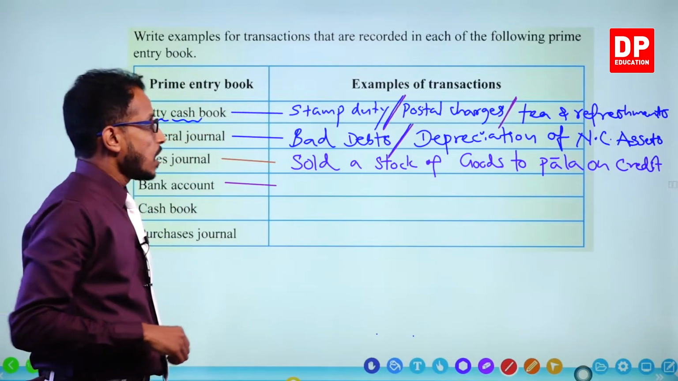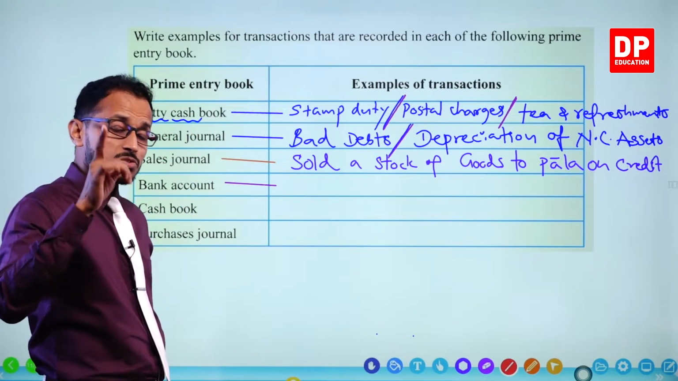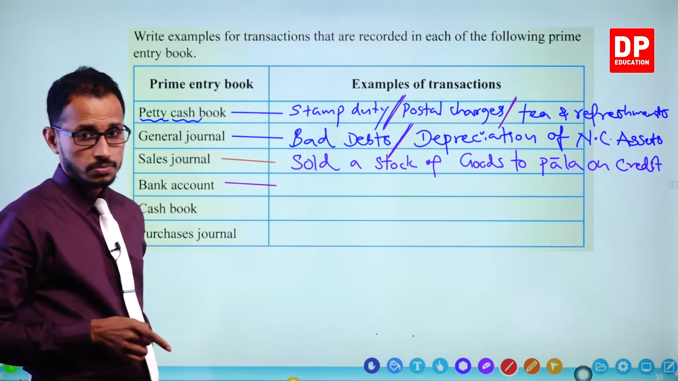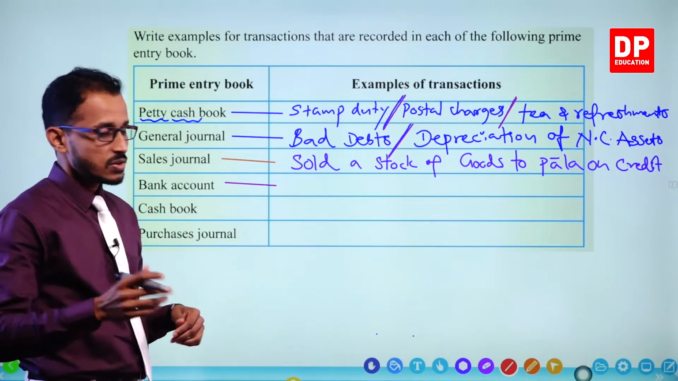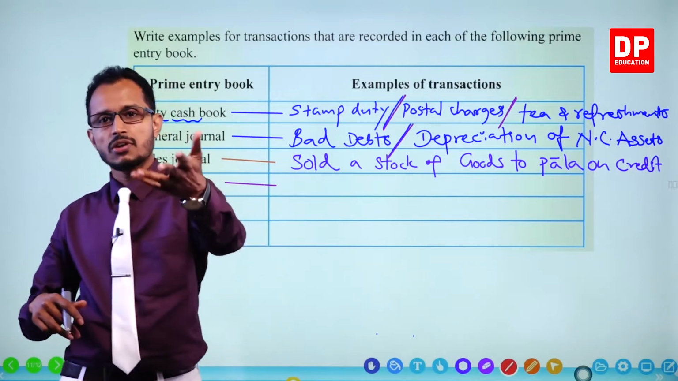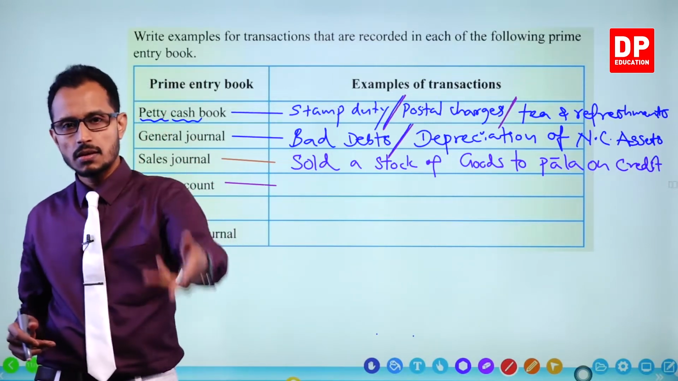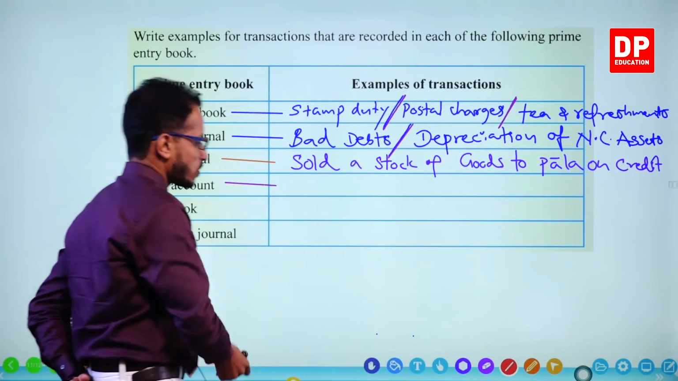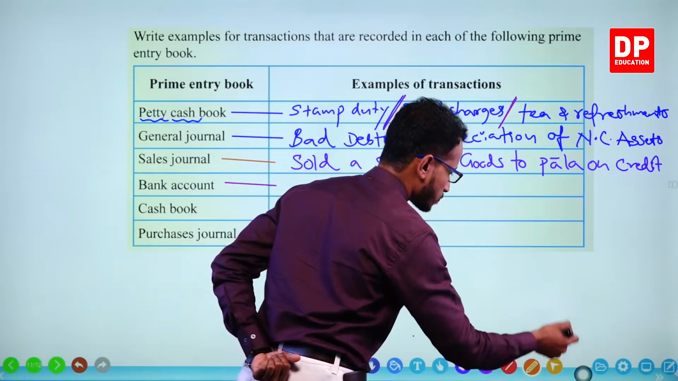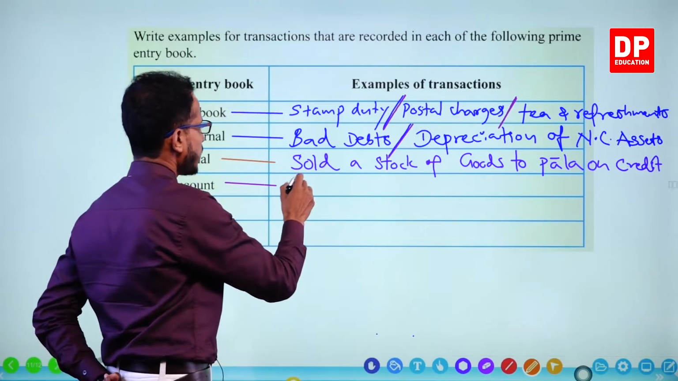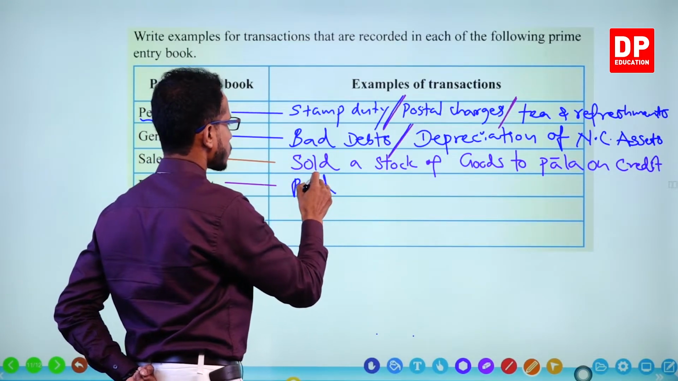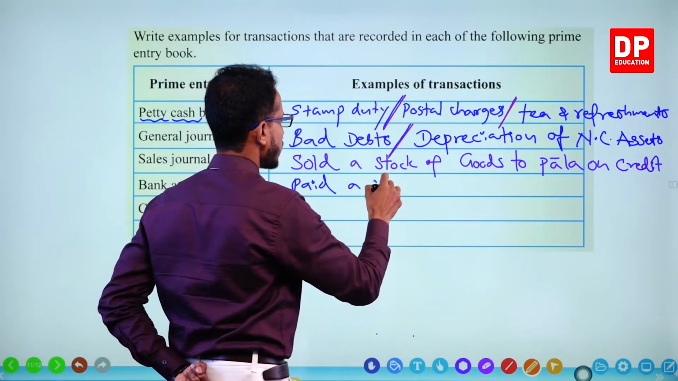Good. Transactions related to the bank current account. So it's always about checks. Receiving checks and issuing of checks. Paying by checks. Bank account. Let's come up with the transaction. Paid a creditor.